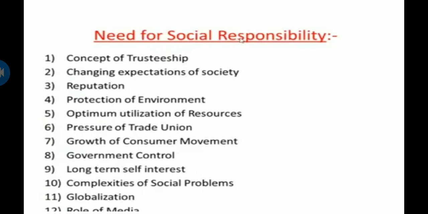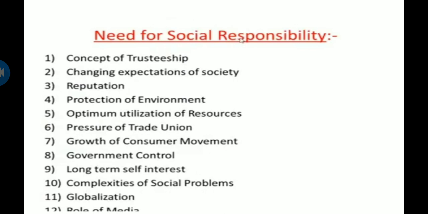However, it has now been included in the Companies Act 2013. As per this act, companies with higher turnover or profitability are required to spend 2% of their average profits on CSR activities, that means on social responsibility activities. How much? 2% of their profit, because companies earn lots of profit on the basis of this society. That's why they should give some profit back to the society. This is their social responsibility.